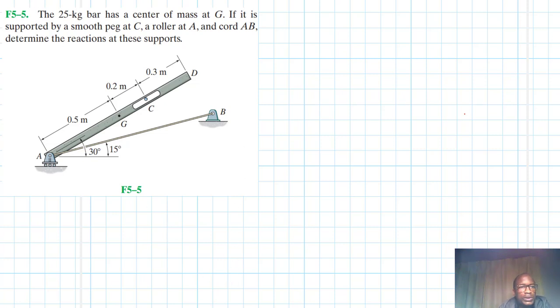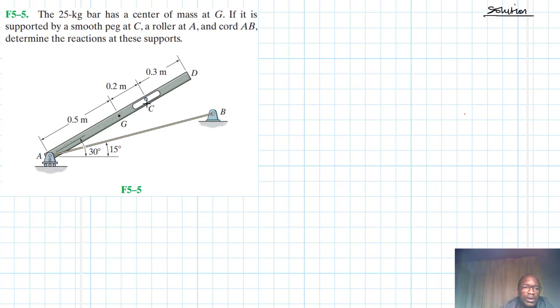Hello, I welcome you all to this another interesting screencast, and the problem reads: a 25 kg bar has a center of mass at G. If it is supported by a smooth peg at C, a roller at A, and a chord AB, determine the reactions at these supports. This problem is coming from the Engineering Mechanics Statics textbook, 13th edition by R.C. Hibbeler.